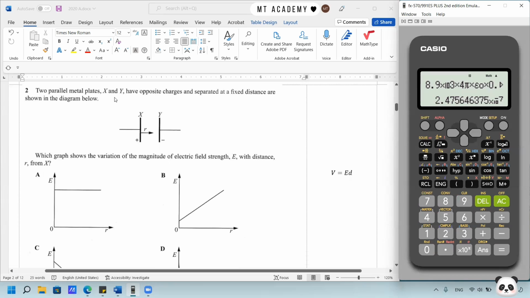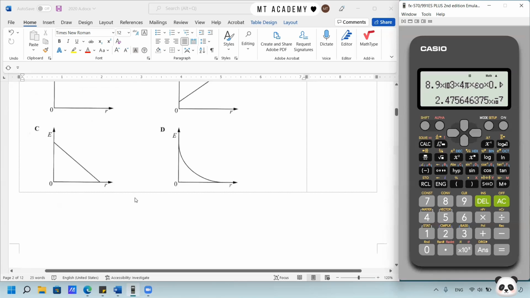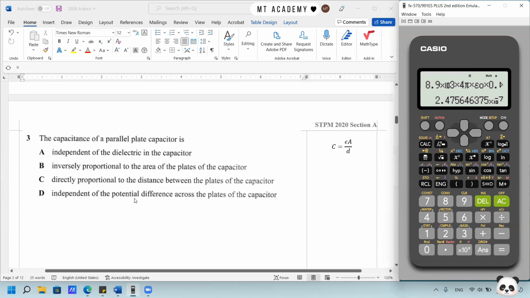Two parallel plates X and Y have opposite charges and are separated at a fixed distance shown in the diagram. So which graph shows the variation of the magnitude of electric field strength with distance r from X? So we learned about this, that the electric field strength should be constant regardless of distance. So the answer will be A for this test, and we move on to question number 3.